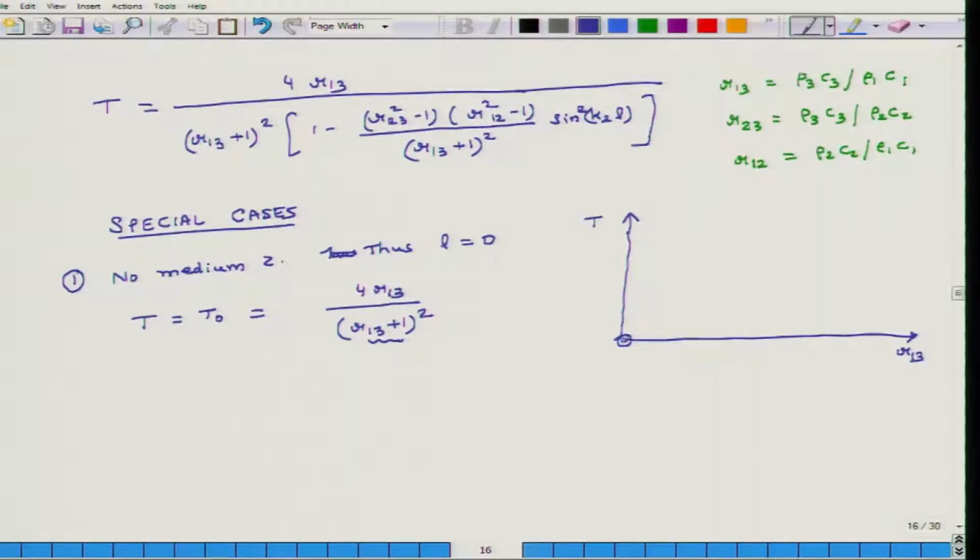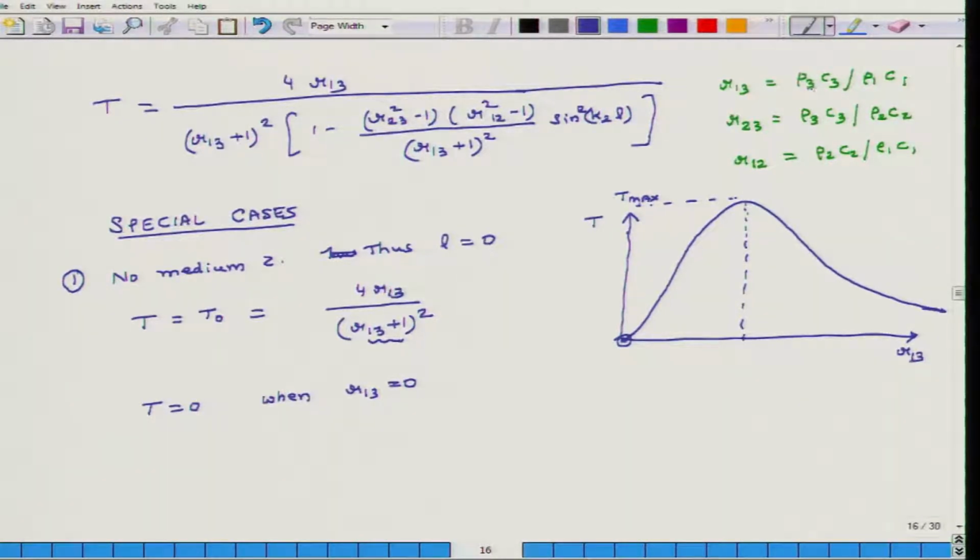So the overall plot looks something like this, and this is an asymptotic curve, and it meets the x axis when R13 is infinite. So this is our TMax. So a couple of things. T is equal to 0 when R13 equals 0. What does this mean?